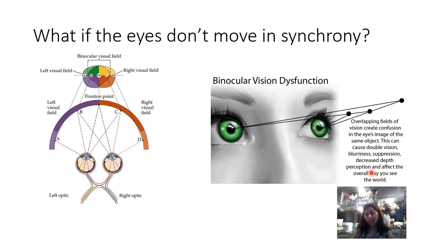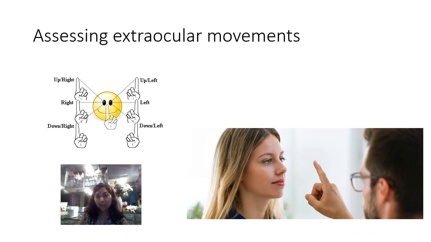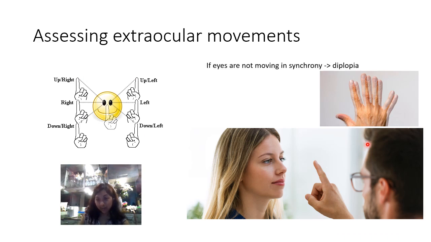And your brain is going to get confused, and you're going to have something called diplopia, which is when you actually have double vision.